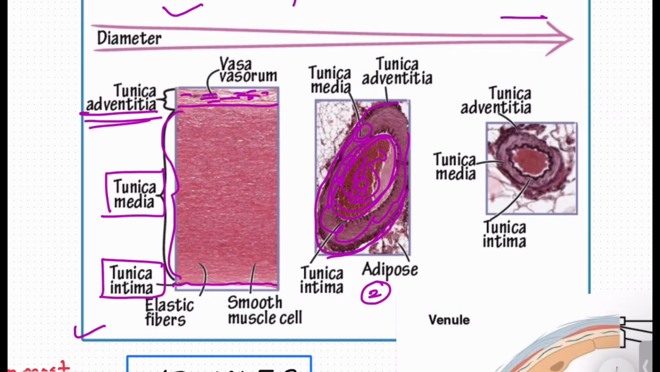Then the third one, this is an arteriole. You can appreciate lumen containing blood, then tunica media, and then tunica adventitia. The lumen will be narrower in arteriole.